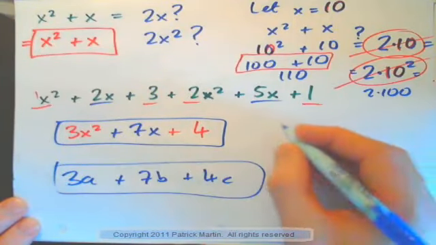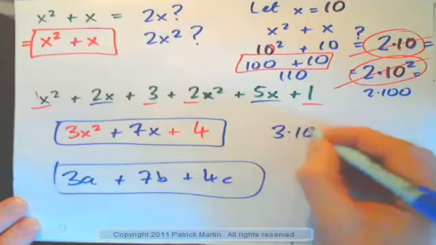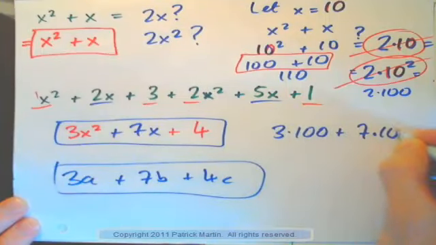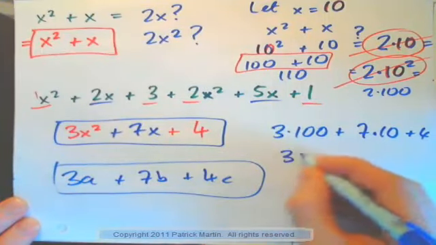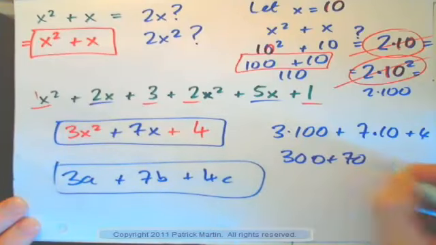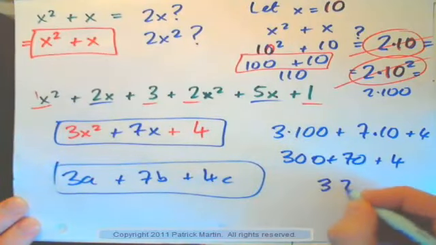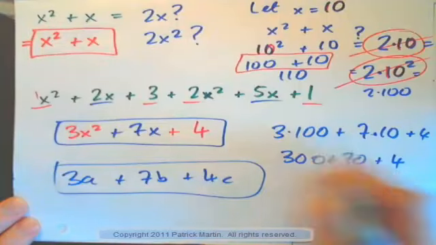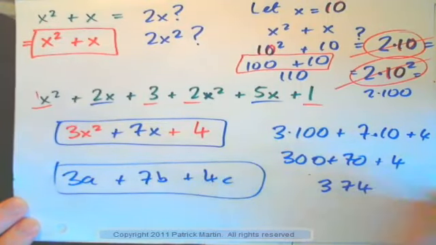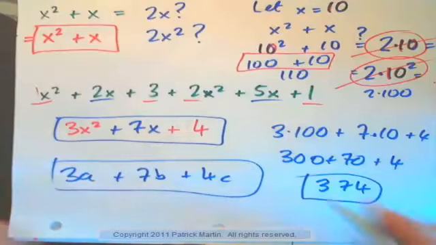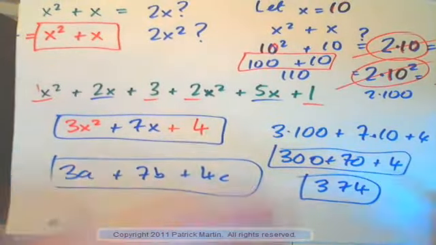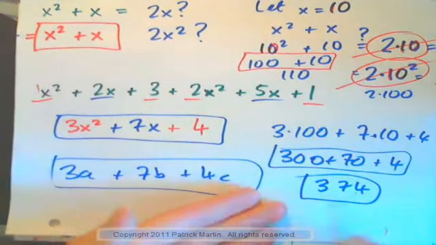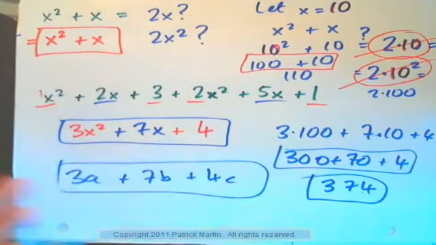Or it's just like having 3 times 100 plus 7 times 10 plus 4. The answer is 300 plus 70 plus 4, or 374. But you can't add the 3 and 7 together. You can't add the 4 and 7 together. You're just done. That's it. That's the answer. 3, 7, and 4. You can't put these digits together, just like you can't put these together. You're done. Okay?